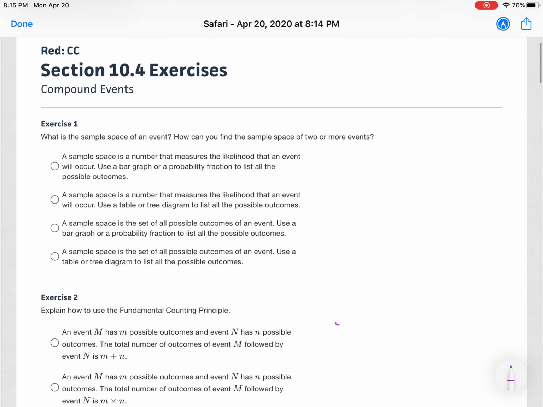So number 1 says, what is the sample space of an event? How can you find the sample space of 2 or more events? If you rewatch Mr. Egler's video, or if you go to page 422 of your textbook, it will tell you the answer to this one. I will tell you that it's not a number, it's a set of numbers, to kind of help you out there. So it's either C or D. Go to page 422 of your textbook or rewatch Mr. Egler's video for the second part of that answer.